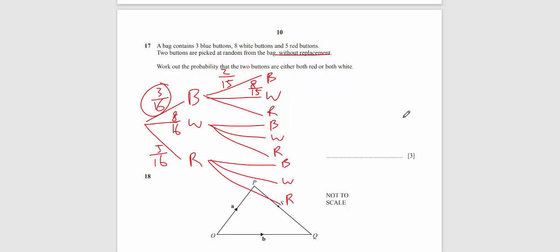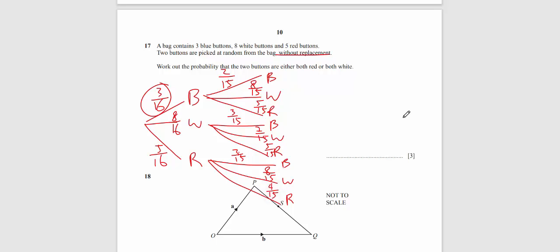And then the red one will be the same, 5 over 15. And then for this one, the second part, you pick the white one. That's why the blue one still remains the same, 3 over 15. The white one will become 7 over 15. The red one will be 5 over 15. And then for the third one, the first pick, you actually pick the red one. That's why the blue one still remains the same, 3 over 15. The white one still remains the same. And the red one will be 4 over 15.